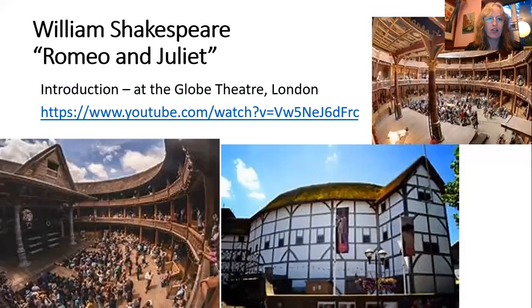But we're now going to go on to talk about William Shakespeare. Now, have a look at these pictures. These are the most beautiful theatre. Now, this is a theatre that was rebuilt about 15, 20 years ago, 25 years ago in London. And it was rebuilt to look exactly like the sort of theatre that William Shakespeare was writing his plays for.